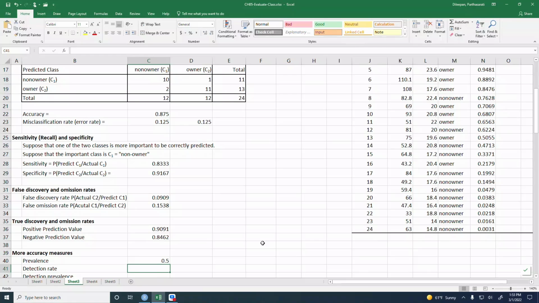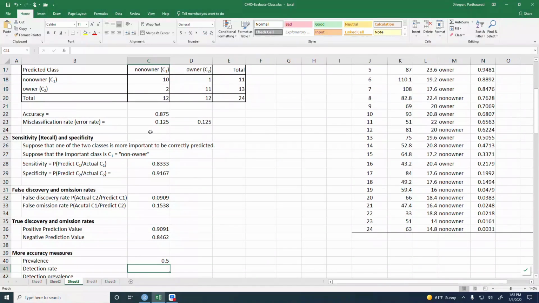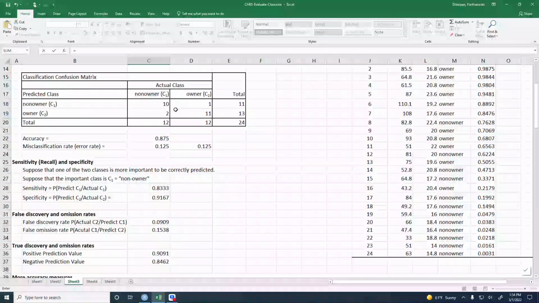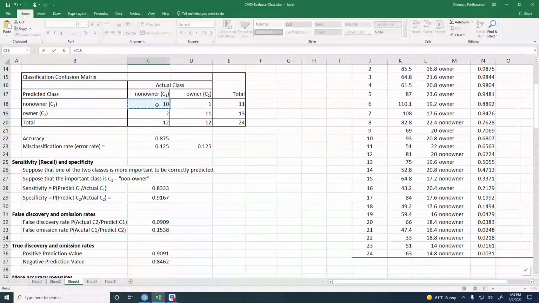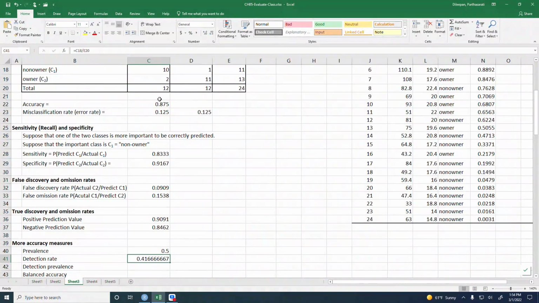And next is detection rate. Detection rate is, okay, how many are we detecting as owners? Okay. How many correct detections? So there are 10 of them that are correctly detected as owners, okay, out of the total of 24. So that is our detection rate.